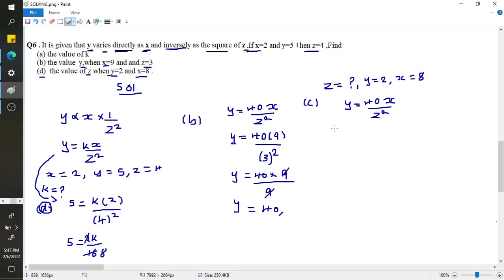Alright, thank you so much. So we can simply substitute y. Our y is 2. Now our 40, that's our constant of variation. We have already substituted. Now we have that 8, and we have z squared, right? So we can make z the subject of the formula.